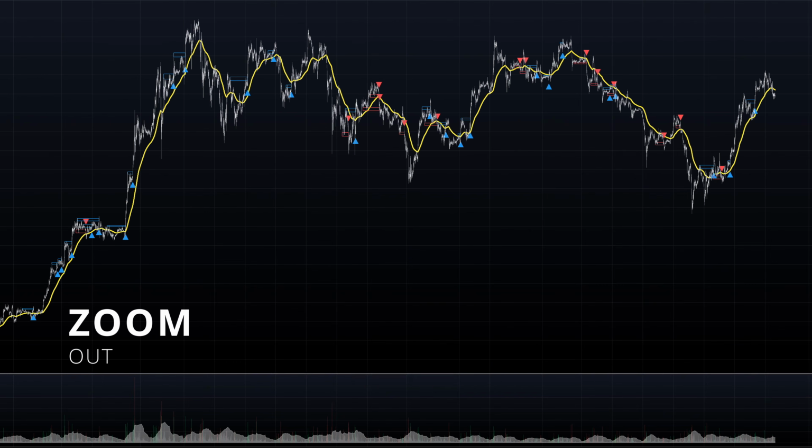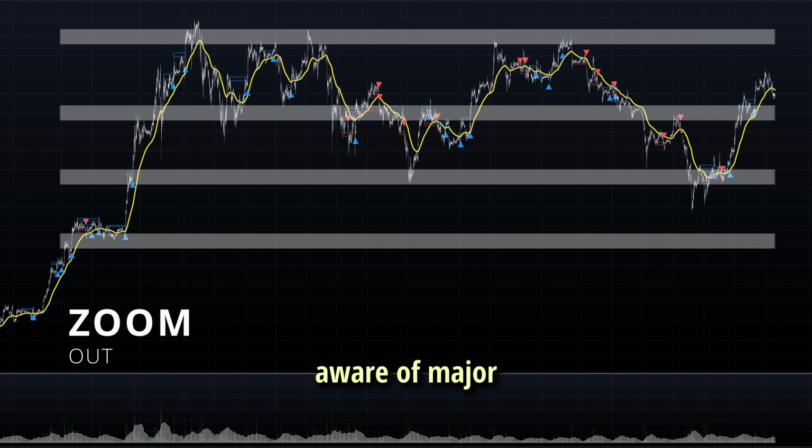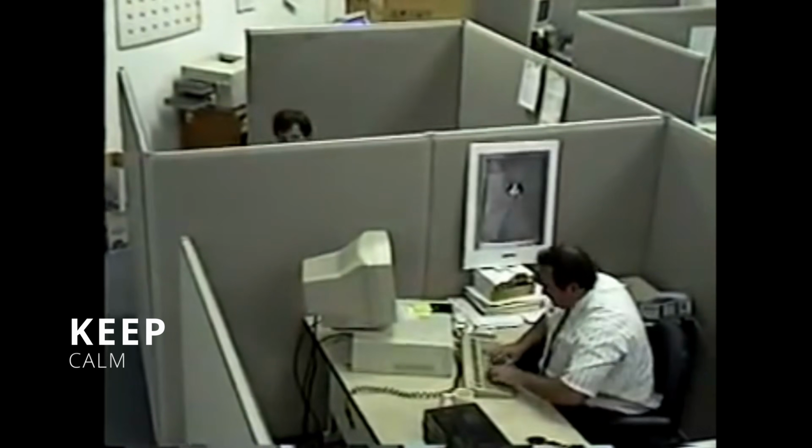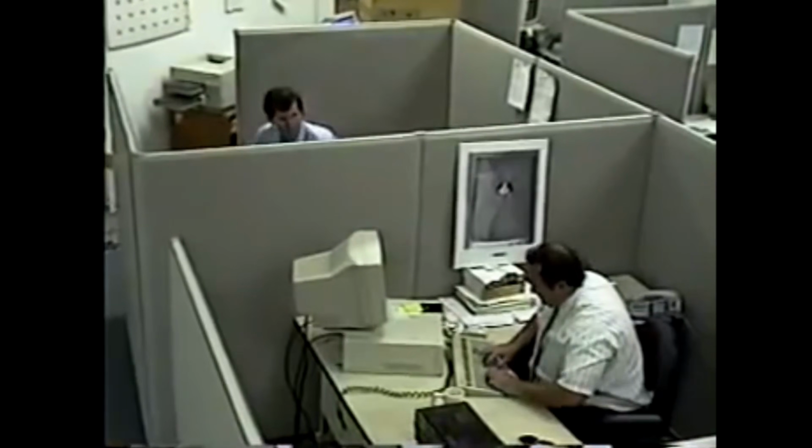Ignoring the broader market context. Always be aware of major support, resistance levels, and overall market sentiment. Emotional trading. Stick to your rules and avoid letting emotions influence your decisions.